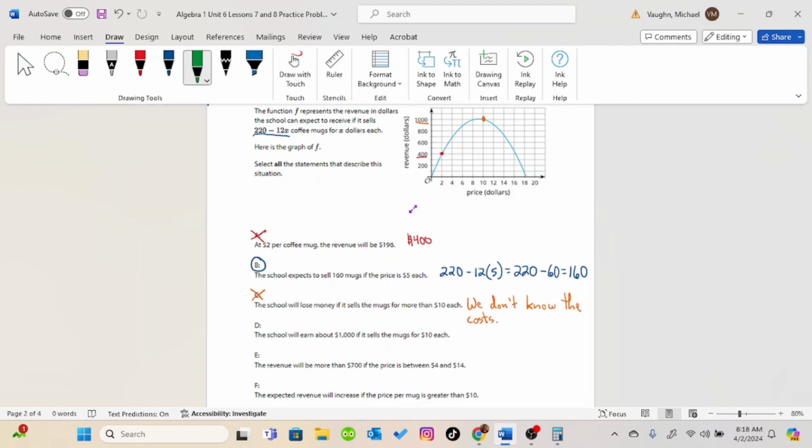Choice D. The school will earn about $1,000 if it sells the mugs for $10 each. Well, we looked at this before. At $10, they will make a revenue of $1,000. So that is true. They will earn that much money. Now, how much of it they keep, we don't know.